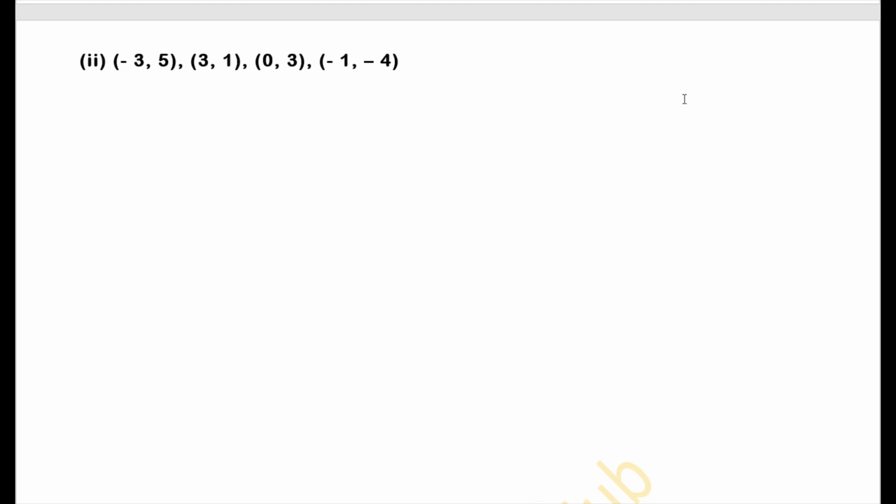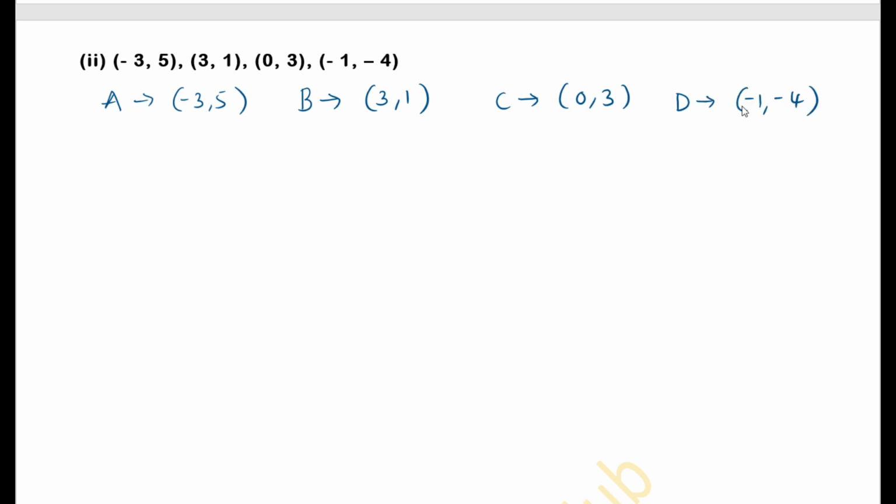In this question, all the sides are not equal, hence it is not a quadrilateral at all. Now I'll consider point A as (-3, 5), point B as (3, 1), C as (0, 3) and D as (-1, -4). Now find out the length AB.